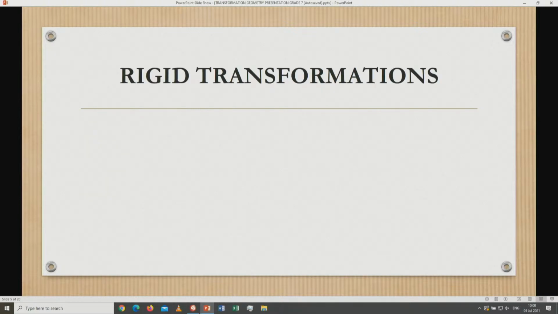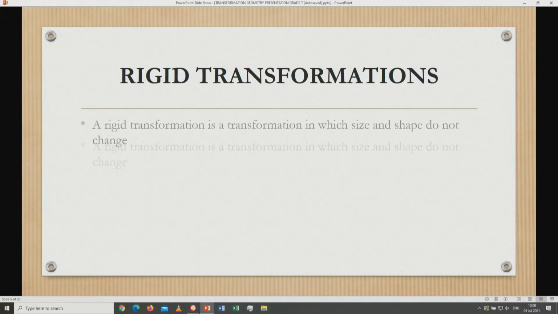Rigid transformations. We say a rigid transformation is a transformation in which size and shape do not change. In other words, when it is rigid, it means that the size or the shape of the figure will not change. It will stay as is. So the size and the shape will not change. That means it is a rigid transformation.